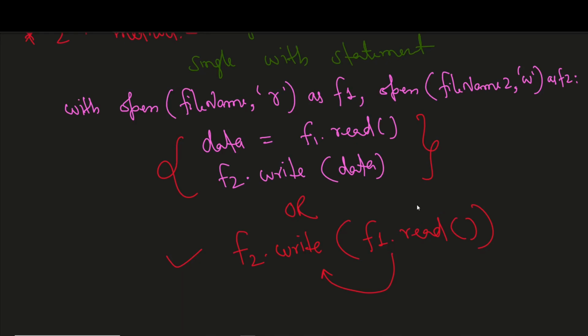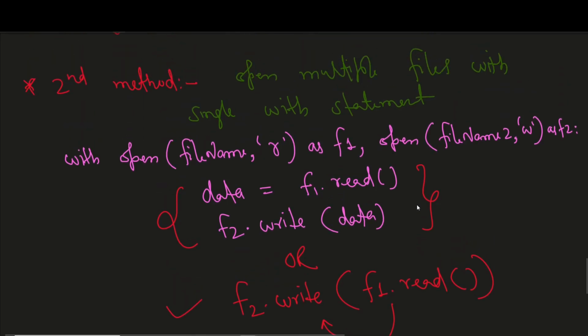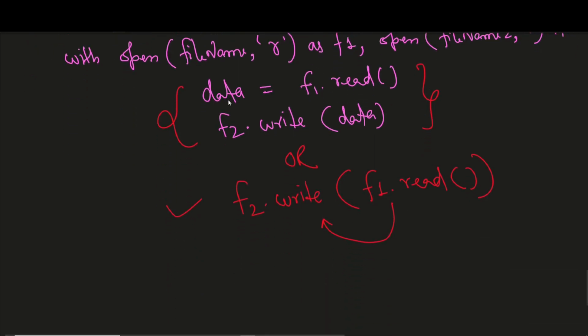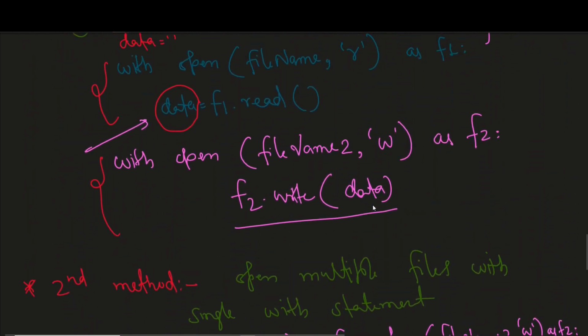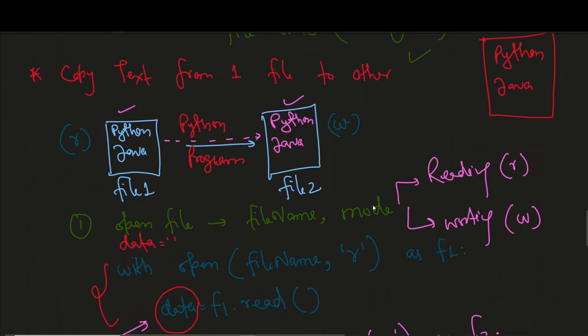I hope you have learned quite a few things here. One of them is how to open multiple files in a single line using one with statement. Then you have combined two lines into one, and you have omitted the data variable also, so we are saving that extra variable, right? So this is how we can read content from one file and write to another file.